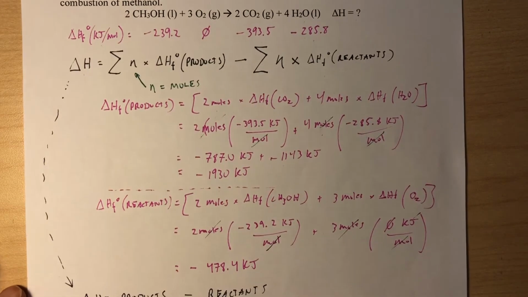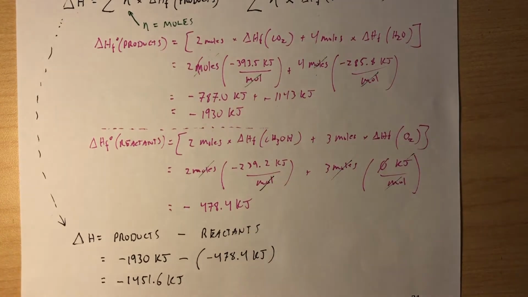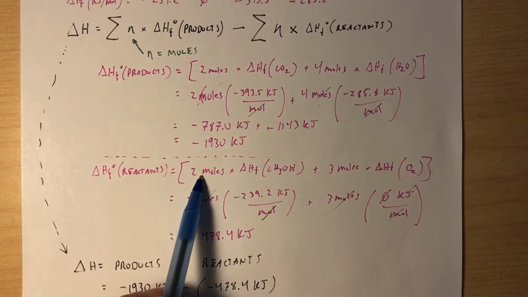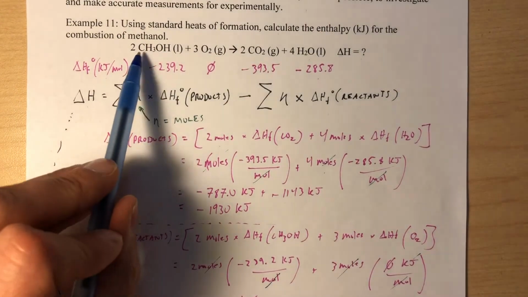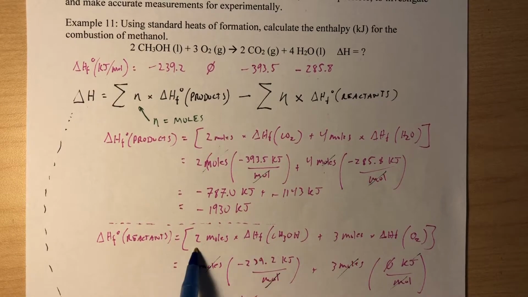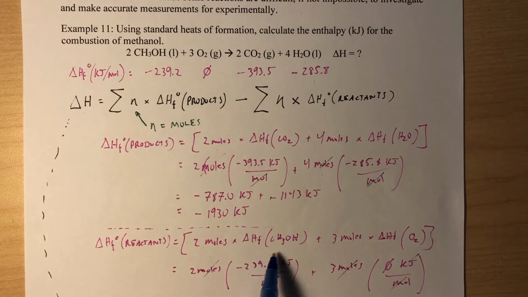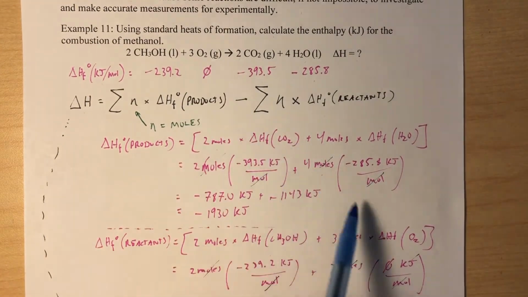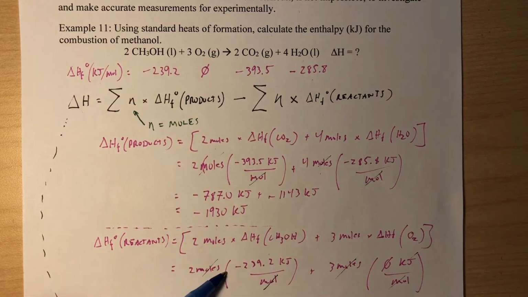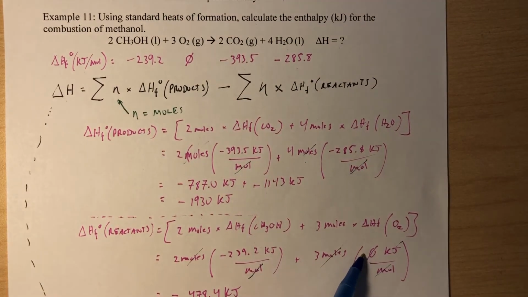We then do the same analysis for the reactants, where our delta H for the reactants is going to be equal to 2 moles times the heat of formation of methanol plus 3 moles times the heat of formation of oxygen. So that would be 2 moles times negative 239.2 kilojoules per mole, and the moles cancel, plus 3 moles times 0 kilojoules per mole, and that whole term goes to 0.